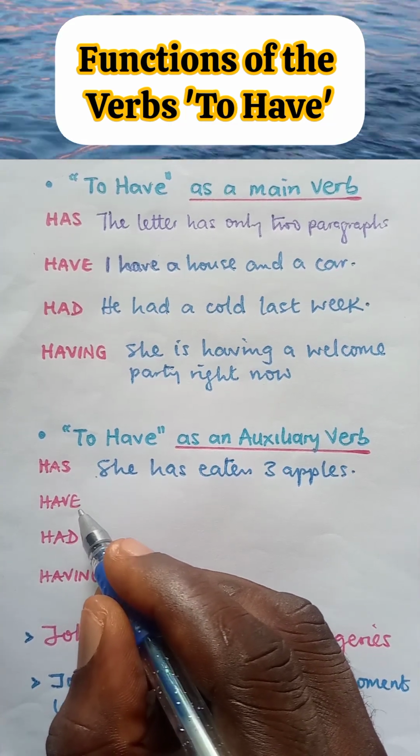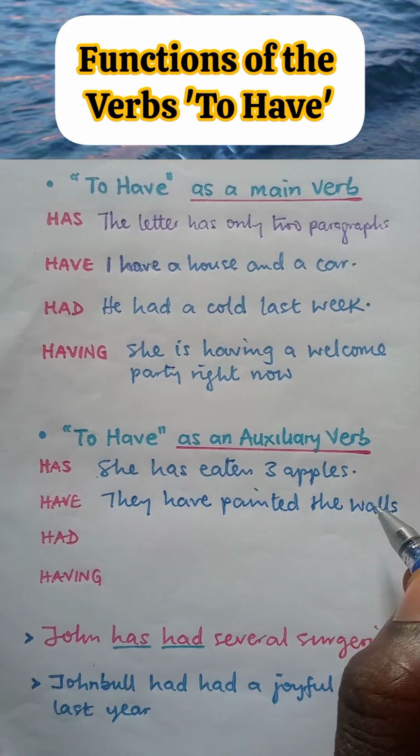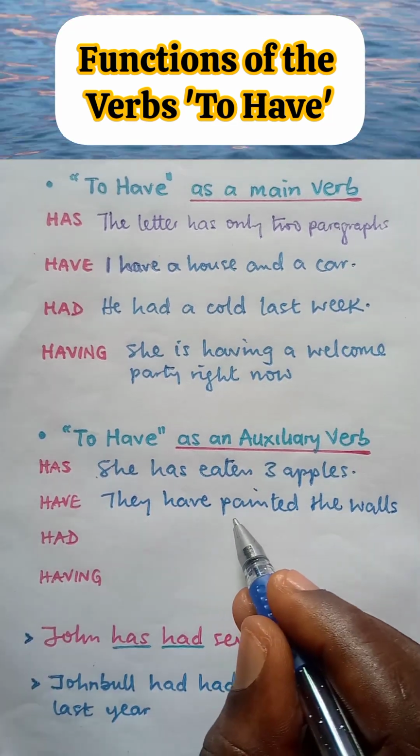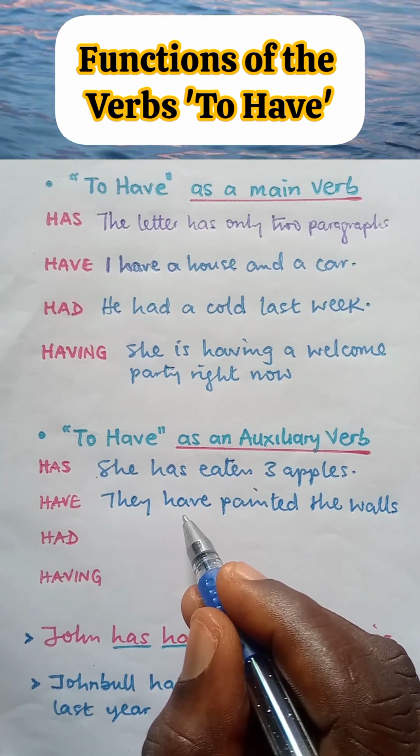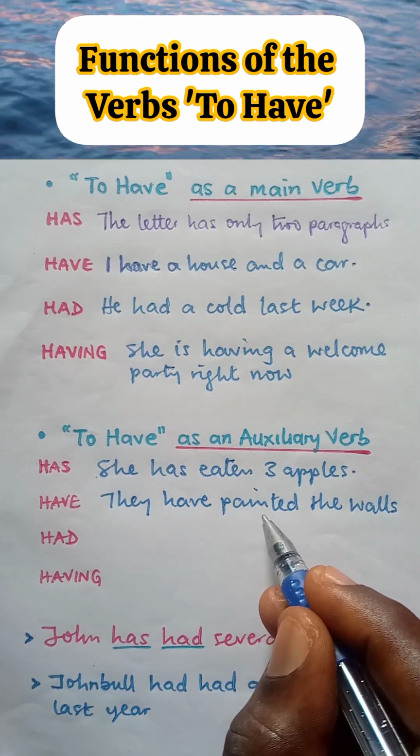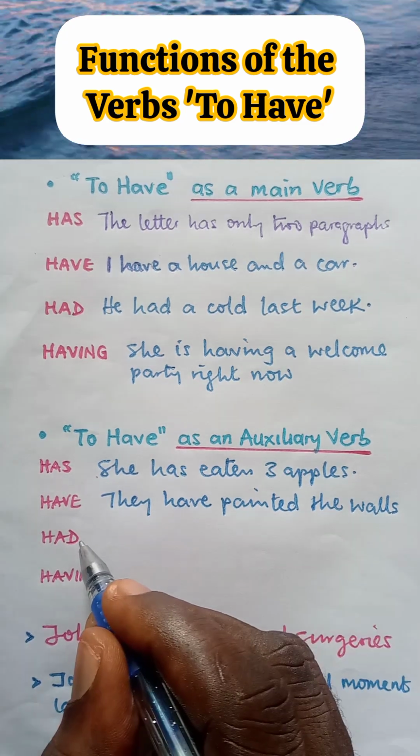Next, have as an auxiliary verb. They have painted the walls. The main verb here is painted. Have is functioning as an auxiliary verb, assisting painted to form its present perfect tense. So have is an assisting verb.